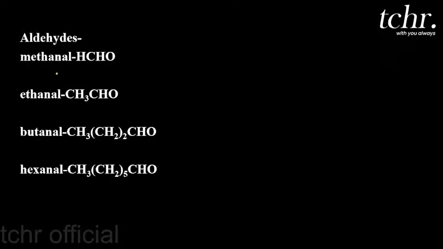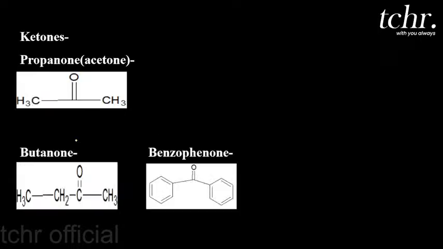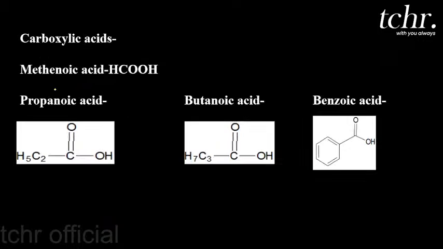Same way with aldehydes, in the suffix you will be adding -al. So the names go like this: methanal, ethanal, butanal, hexanal. And ketones, see the examples here: two alkyl groups bonded to the C double bond O carbonyl group, with alkyl groups on either side of the carbonyl group. So it gives compounds like propanone, butanone, benzophenone. These are examples of ketones.